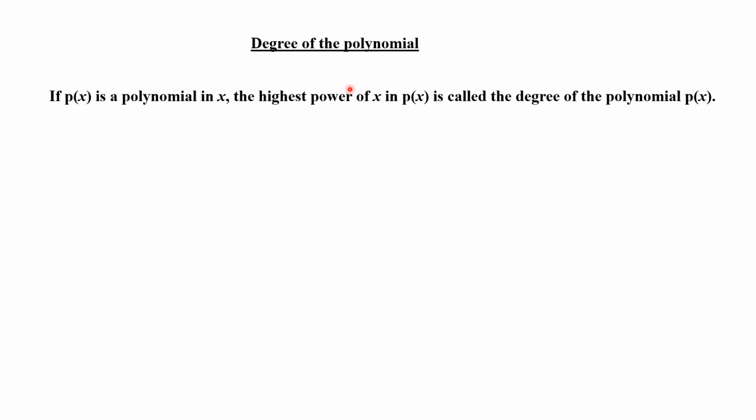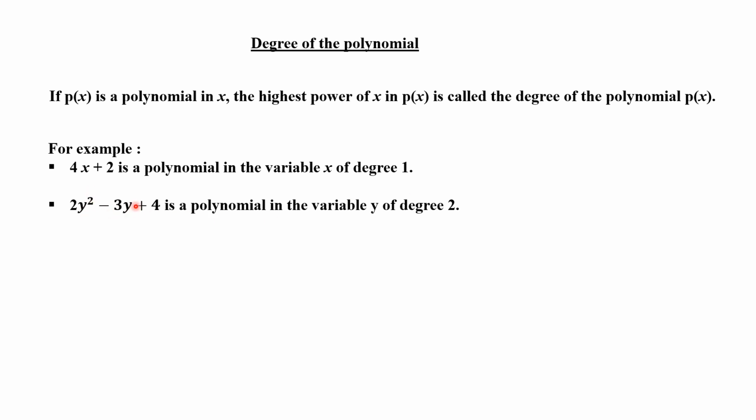Now next we will try to recall the degree of the polynomial. Okay, so if p(x) is a polynomial in variable x, the highest power of x is called the degree of the polynomial. So let's see a few examples. If it is 4x plus 2, the variable is x and the highest power of the variable x is 1, isn't it? So it is a polynomial in the variable x of degree 1. Now next is 2y square minus 3y plus 4. Here the variable is y. Here power is 2, here power is 1. So the highest power of y is 2, so the degree of this polynomial is 2.